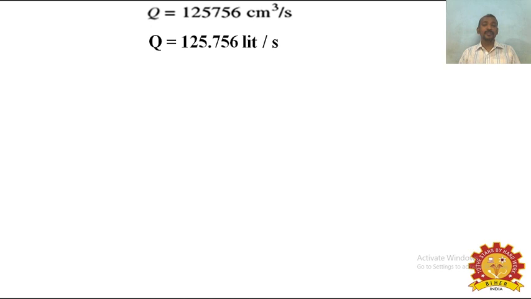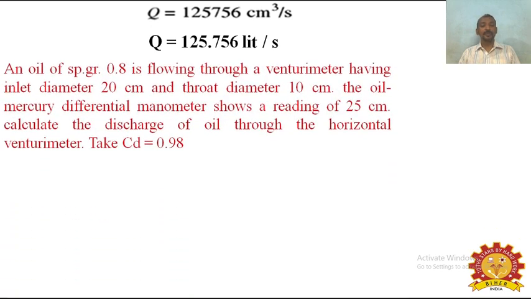Okay, next one, we have to do another problem. An oil of specific gravity 0.8 is flowing through a Venturi meter having inlet diameter 20 centimeter and throat diameter 10 centimeter. The oil mercury differential manometer shows a reading of 25 centimeter. Calculate the discharge of oil through the horizontal Venturi meter. You have to consider coefficient of discharge equal to 0.98.